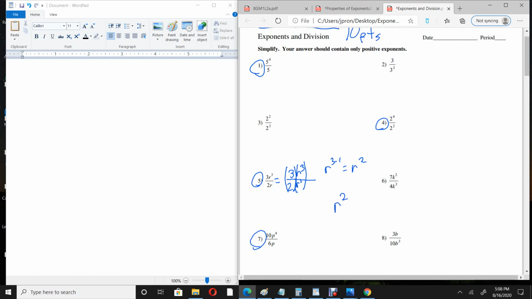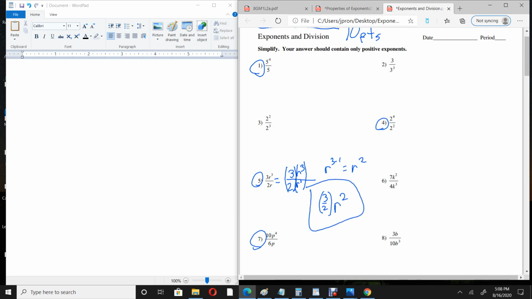What about 3 over 2? That can't be simplified, right? Well, it could be. You can divide 3 by 2 and get 1.5. Or we could just keep it as 3 over 2 as a fraction times r squared. So you would want to go and put that into the Google form like this.